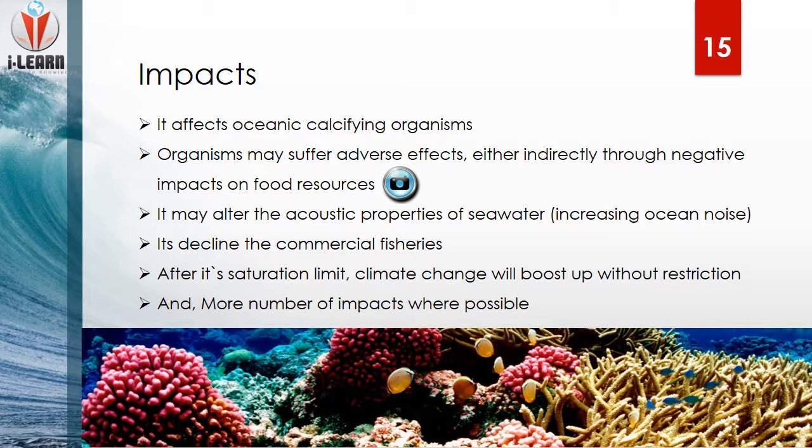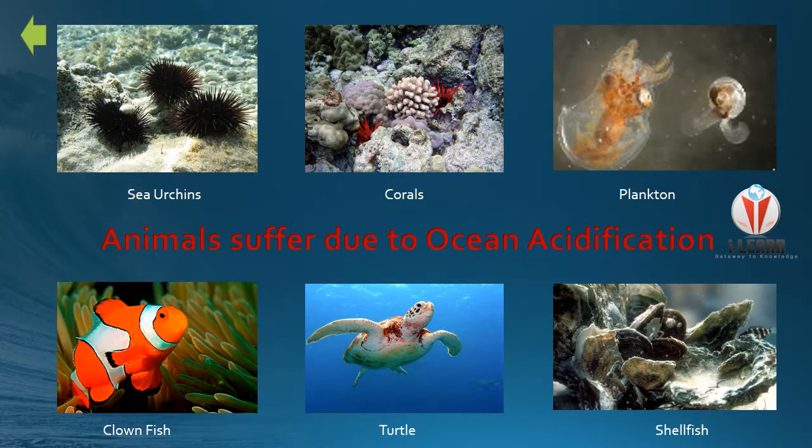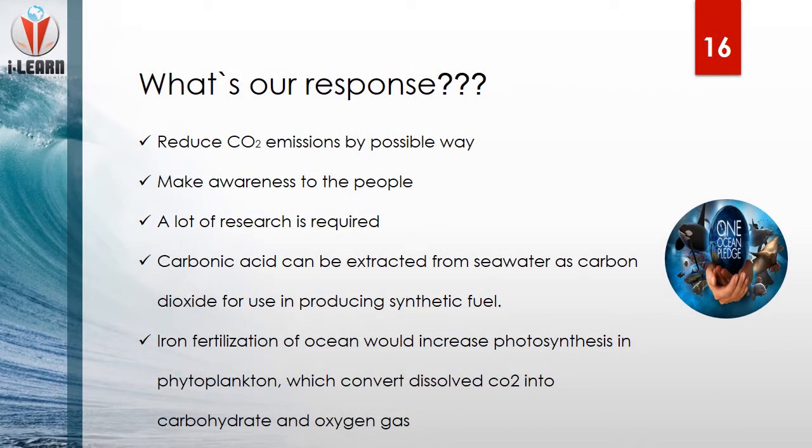And even the popular question, what happens if after this it reaches the saturation limit? Obviously, climate change will boost up without any restriction, and we need to face the original phase of climate change, and our predictions will fail because it will be quite enormous compared to what we thought about global warming, and more possible impacts are also there, because we are in the preliminary study on this ocean acidification. Sea urchins, corals, plankton, clownfish, turtles, and shellfish are affected due to this.